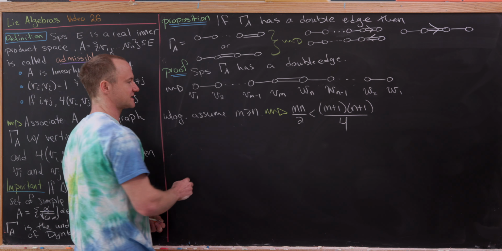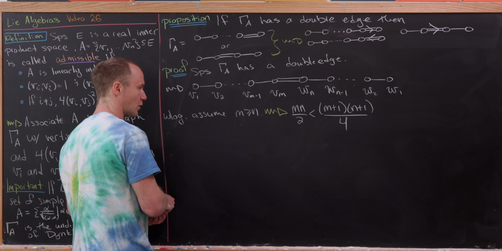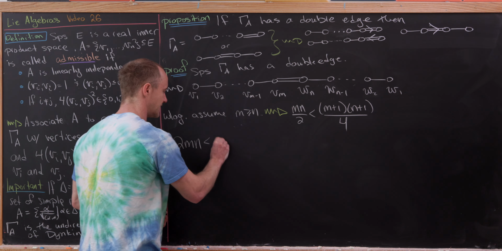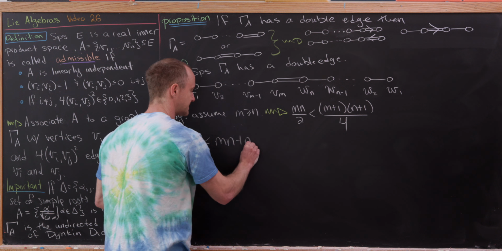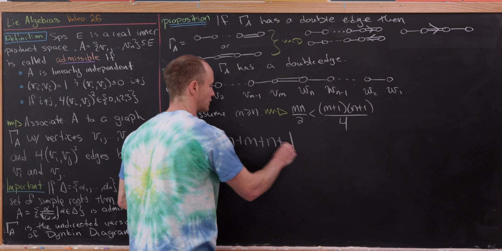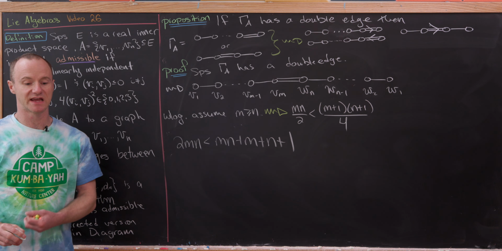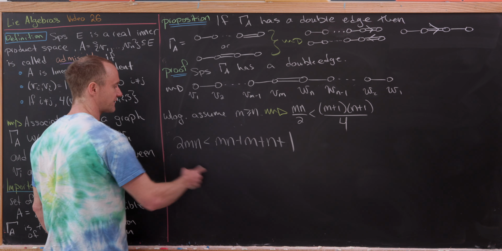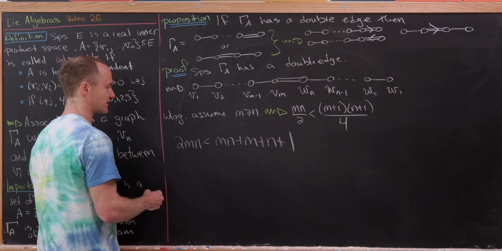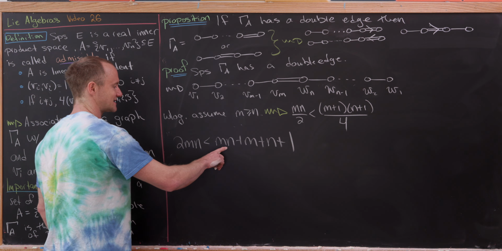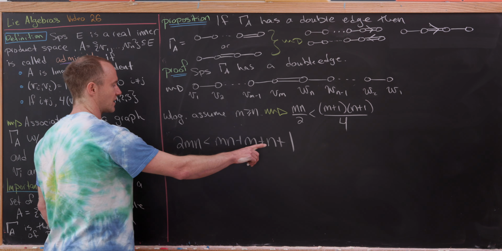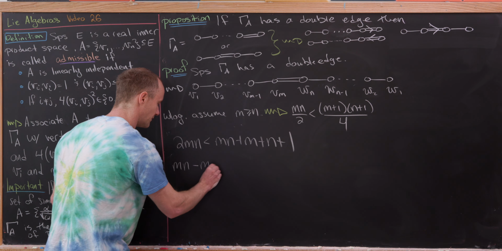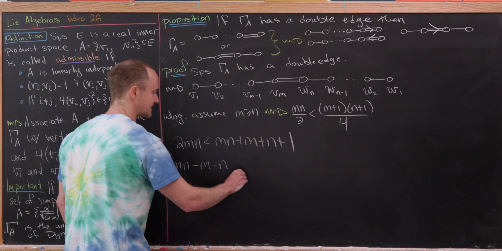Now let's multiply this out to see what we get. So we're going to immediately get 2 times m times n is less than m times n plus m plus n plus 1. Again, that's just from multiplying out both sides and clearing the denominators. Now I'm going to subtract a bunch of stuff from one side of the inequality to the other side. So let's subtract mn, m, and n from the right to the left. That's going to leave us with mn minus m minus n is less than 1.